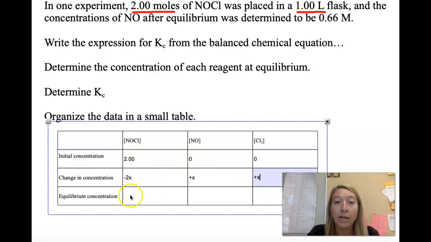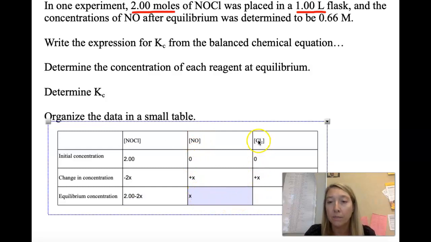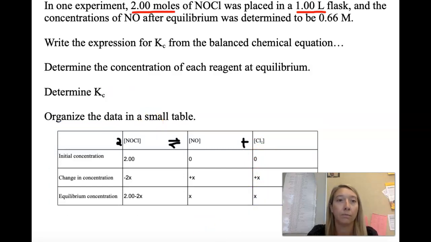So that means for NOCl, we're going to get 2.0 minus 2x. For NO, we're going to have 0 plus x, so basically, we're just going to have x. And for Cl2, we're going to have 0 plus x. So again, we are just going to have x.